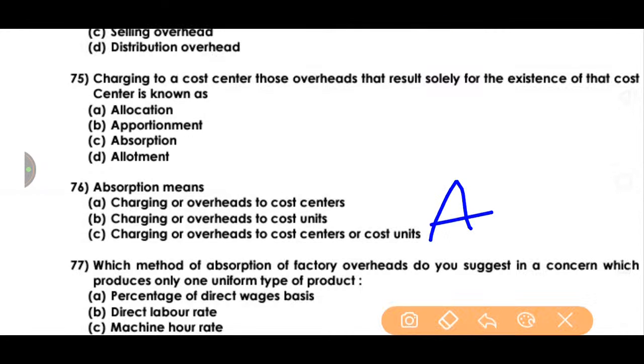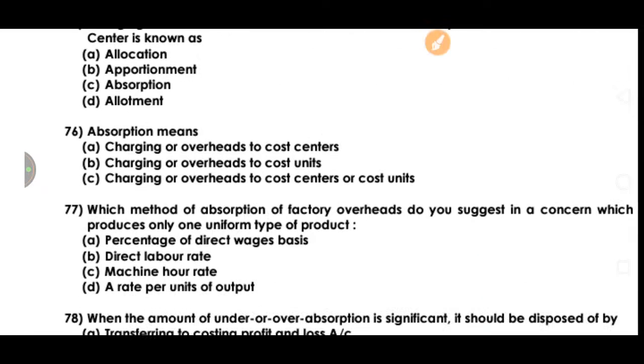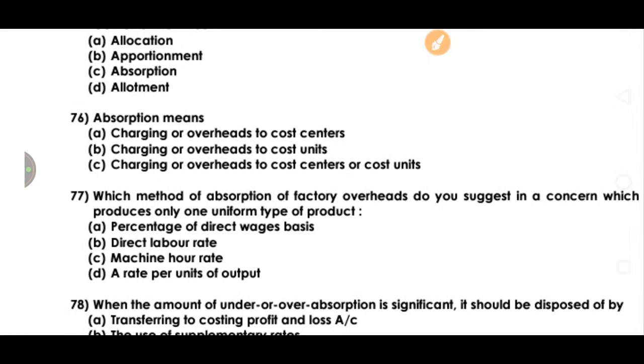Which method of absorption of factory overheads do you suggest in a concern which produces only one uniform type of product? So we need to calculate the rate per unit per hour. Uniform product, so A is the right answer.